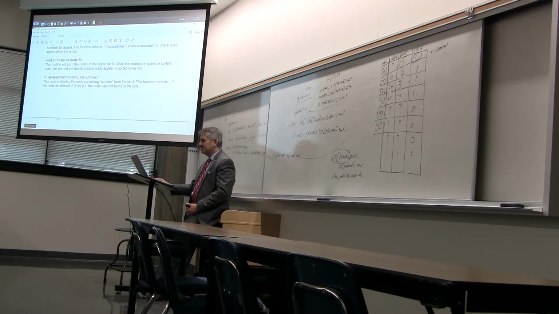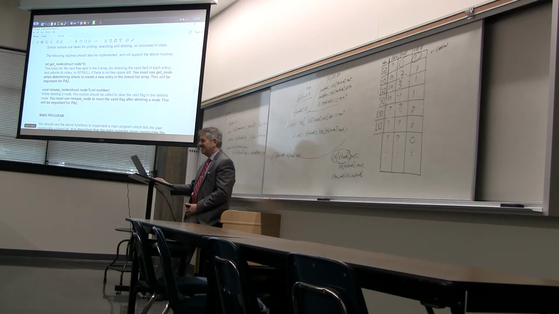All right, that's how you do your program. So get node: just start at the beginning, find a node that's got valid equal to 0, set the valid to 1, return that index. Release node: just set the valid to 0.